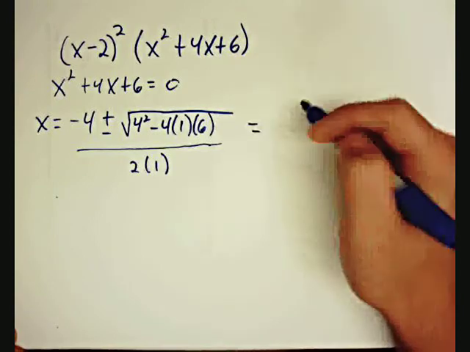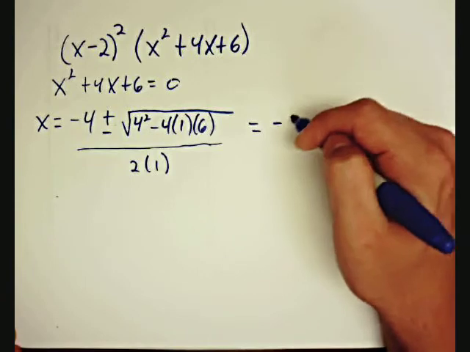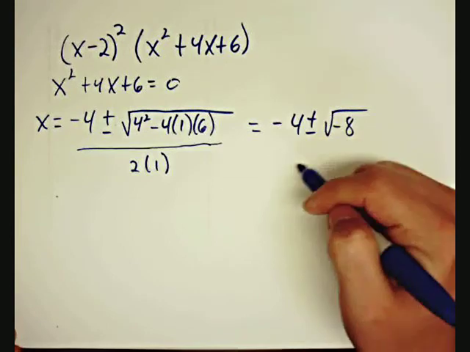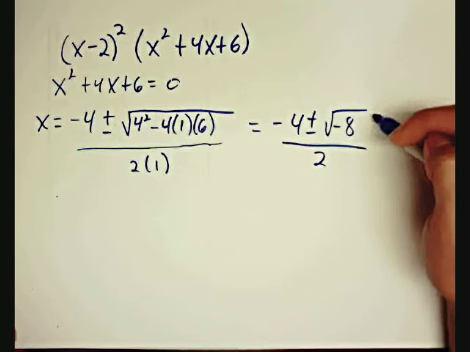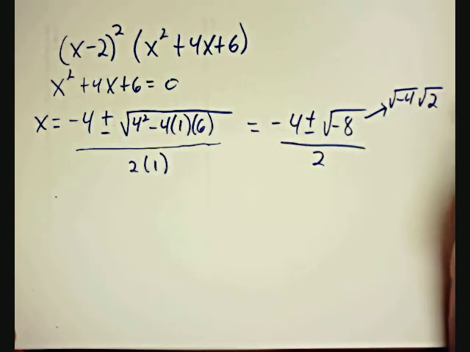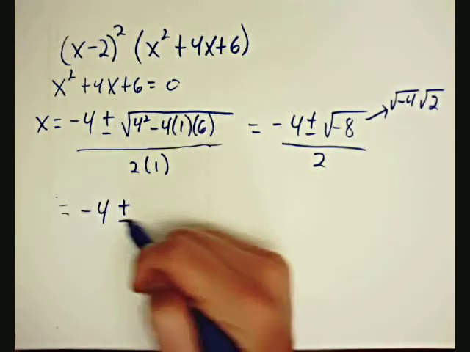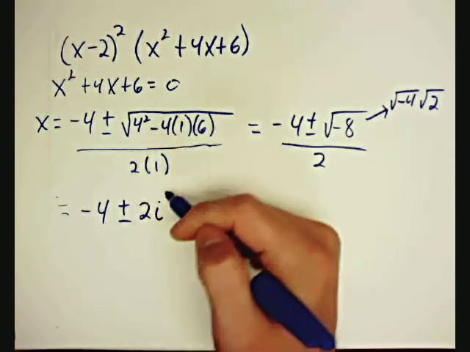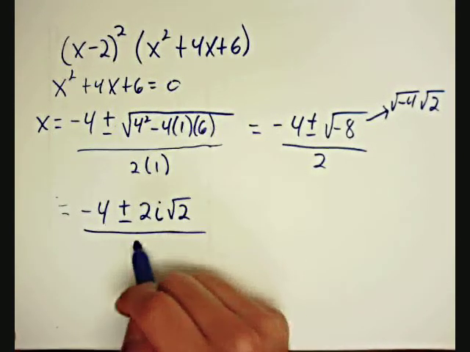Underneath the square root, we'll have 16 minus 24, which is negative 8. Very important, negative 8 over 2. Negative 8 is not a perfect square, but can be thought of as the square root of negative 4 times the square root of 2. So this will simplify to negative 4 plus and minus the square root of negative 4, which is 2i. The square root of 2 is a never-ending decimal, all over 2.